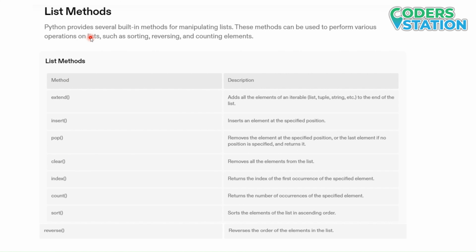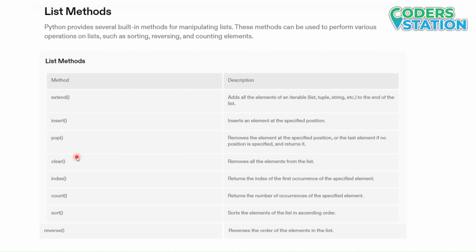Python provides built-in methods for manipulation of the list. These methods can be used to perform various operations on lists such as sorting, reversing, counting, indexing, clearing, etc. Of these methods, we have seen the extend method, insert method and pop method in our previous video on modification of lists, so we will not discuss them in much detail. We will rather discuss here clearing, indexing, counting, sorting and reversing of the list.